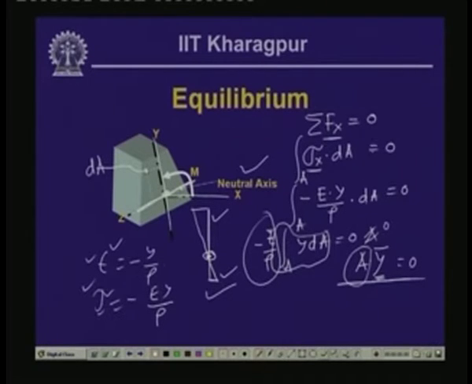So, this is one equation of equilibrium from which we can locate the neutral axis in the cross section. For positioning the neutral axis, it should pass through the centroid of the cross section. So, given a cross section which is symmetrical with respect to the y axis, we locate its centroidal point, and through the centroidal point the neutral axis will pass. This is the information we get from this particular equilibrium equation.